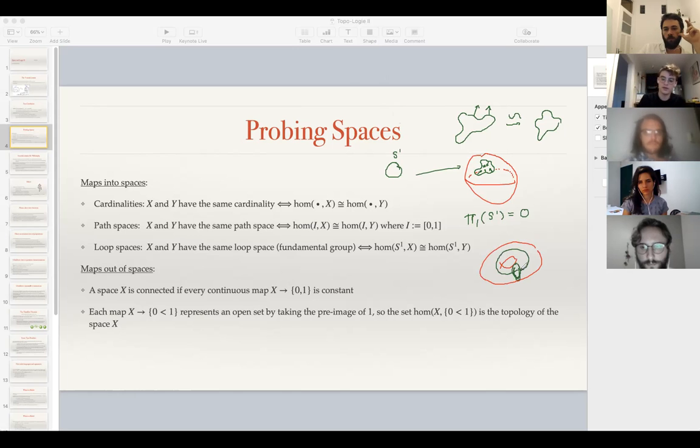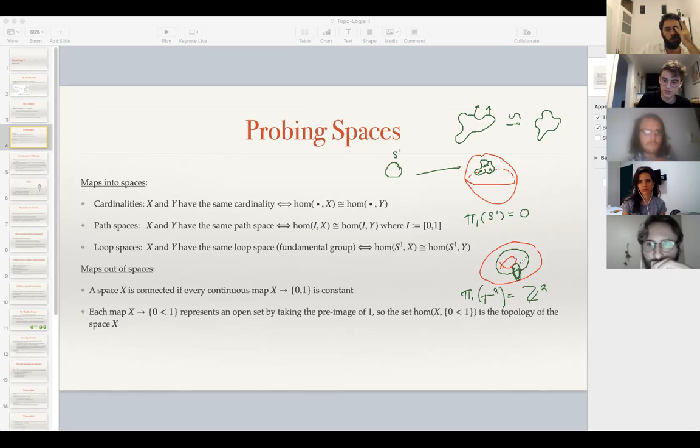And it turns out that for the torus, pi1 of T2 is going to be the integers squared, which means that there is an integer-squared number of homotopy classes of loops on the torus.